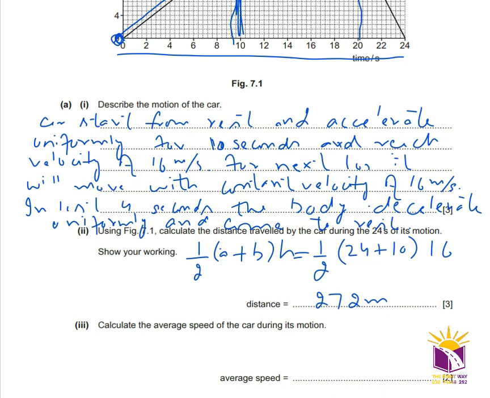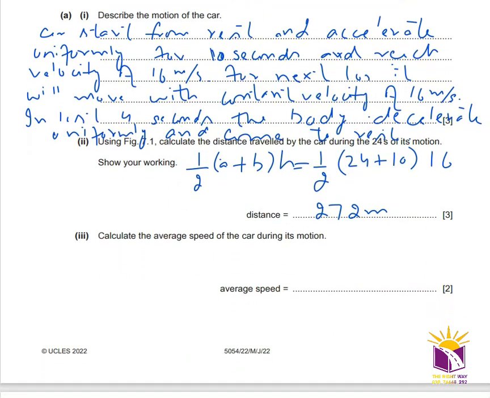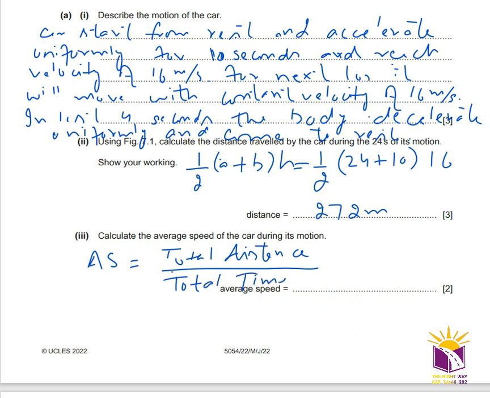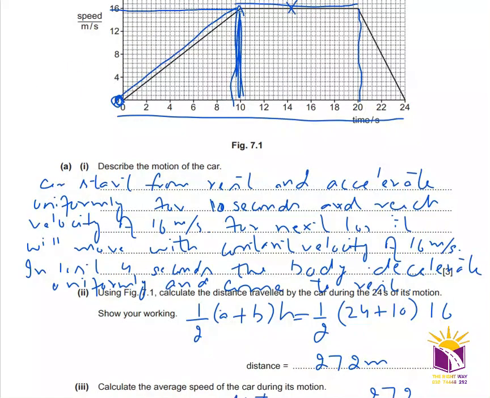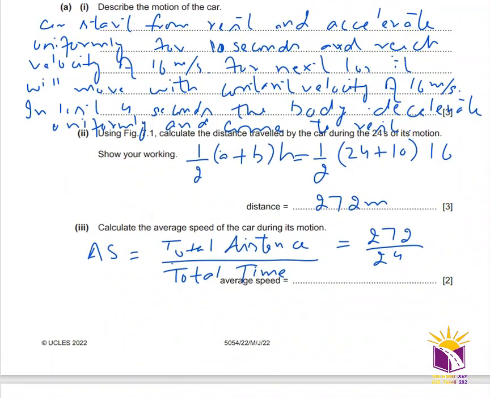After solving this, you will get the answer 272 meter. Calculate the average speed of the car during its motion. Now we have to find the average speed. We know that average speed is equal to total distance by total time. It will be equal to 272 divided by 24. 272 is the total distance and 24 seconds is the total time, and it will be equal to 11.3 meter per second.